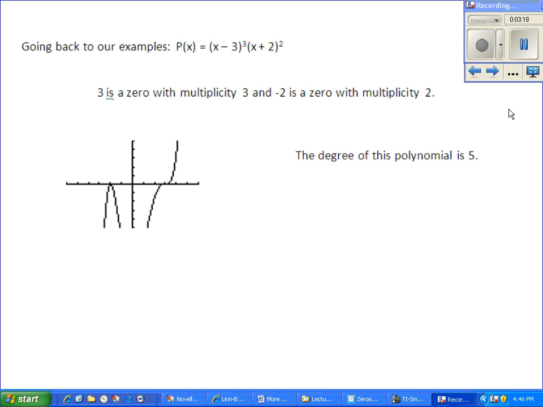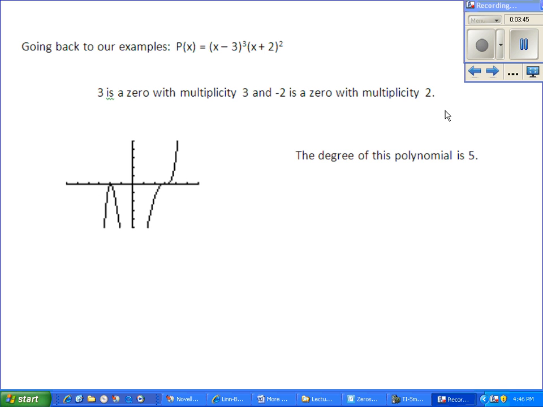Going back to our examples. So again, (x subtract 3) cubed, (x plus 2) squared. 3 is a 0 with multiplicity 3, the exponent of 3. -2 is a 0 with multiplicity 2. Remember, these have to be in the form x subtract c, so this is x subtract -2. And so with the odd multiplicity, it passed through. With the even multiplicity, it bounced.